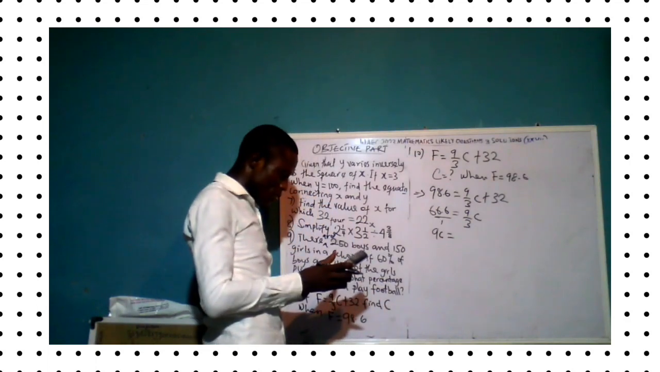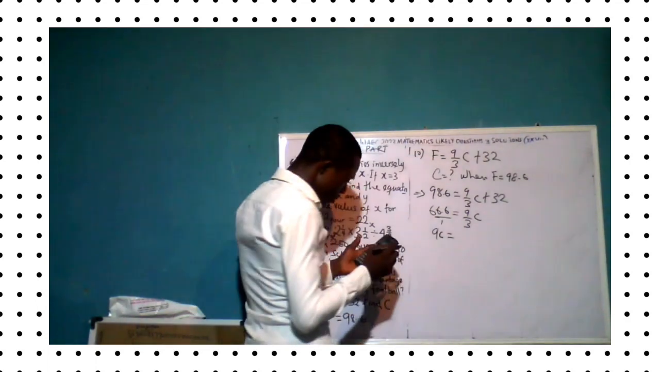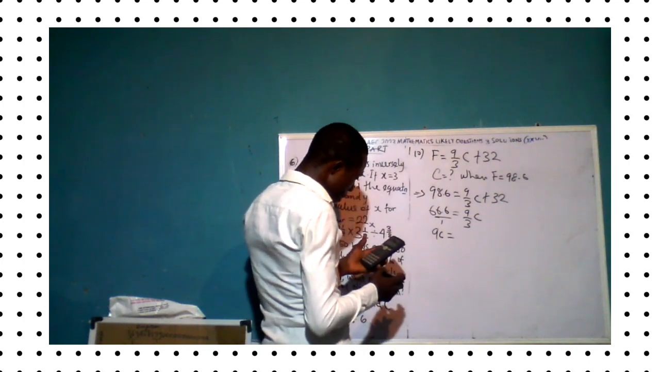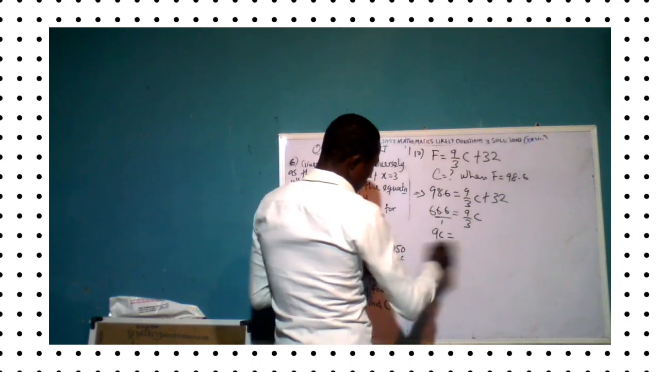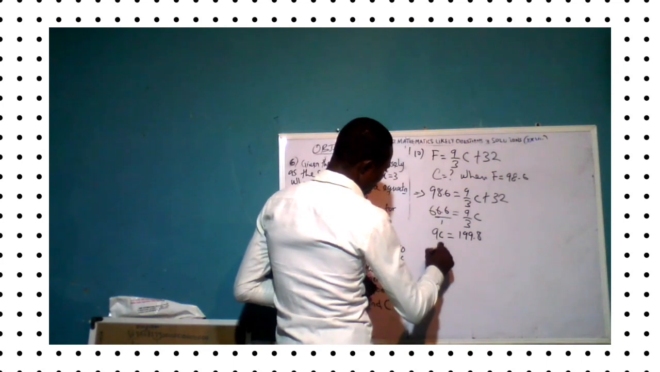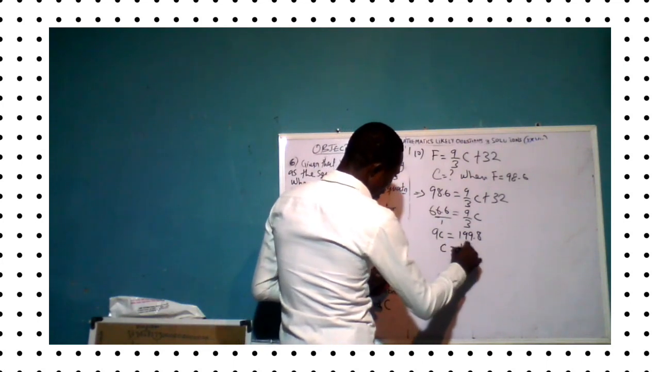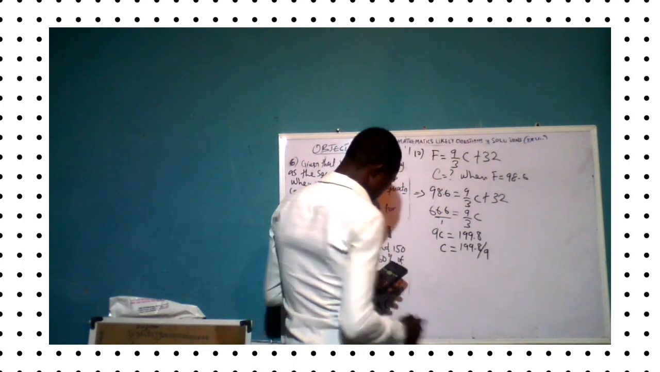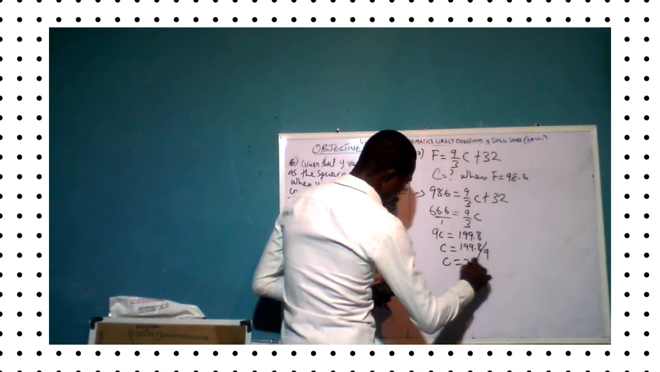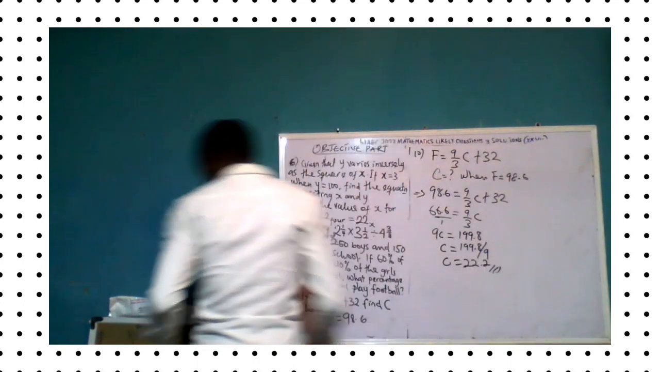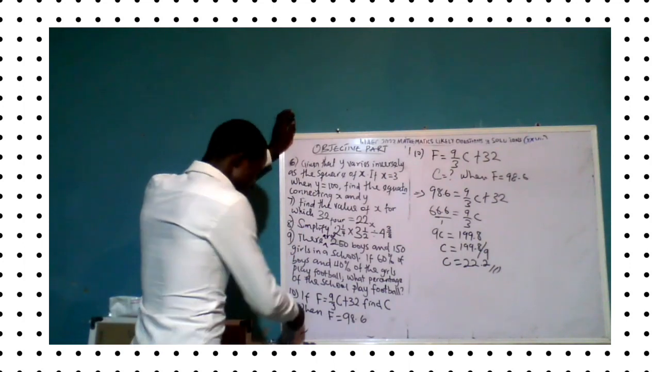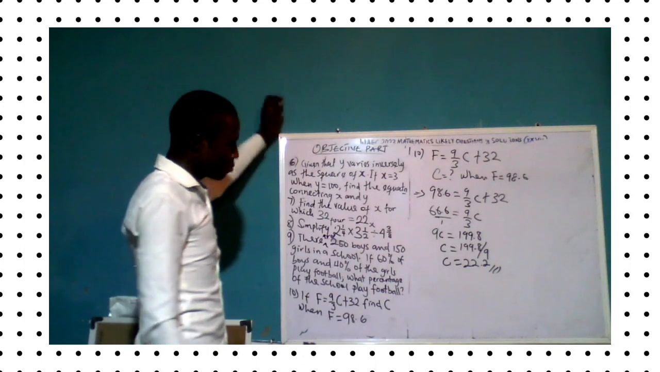66.6 times 3 gives you 199.8. Right? And if you divide both sides by 9, you have C equal to 199.8 all over 9. So that will give you 22.2. We actually find this in the option. If you come across a question exactly as this, you find this in the option.